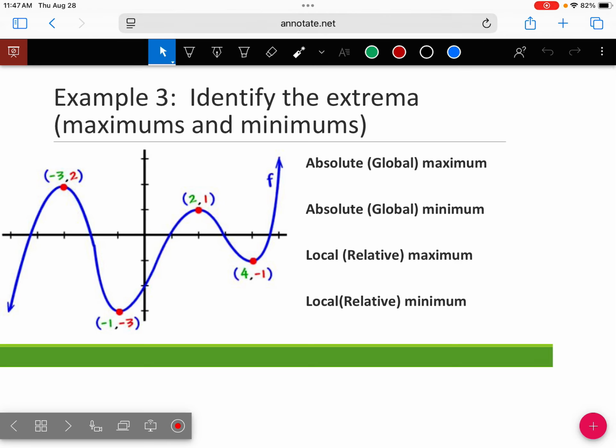Both of these mean the same thing. So it could say absolute max or it could say global max. But what that represents is your highest point. That's your highest point.